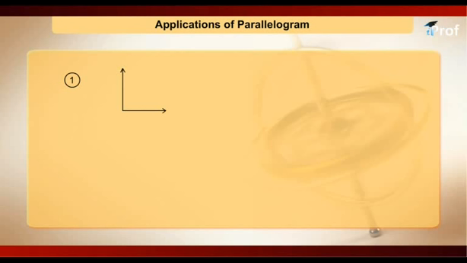Suppose two forces of magnitude 4 Newton and 4 Newton are acting on a body at 90 degrees to each other. Then what will be the resultant?